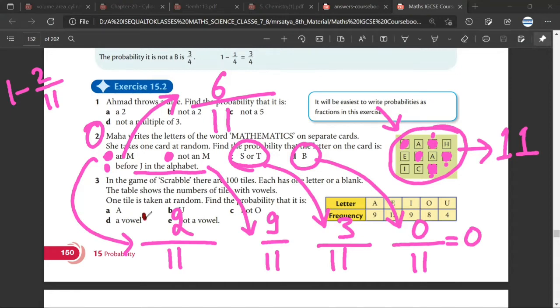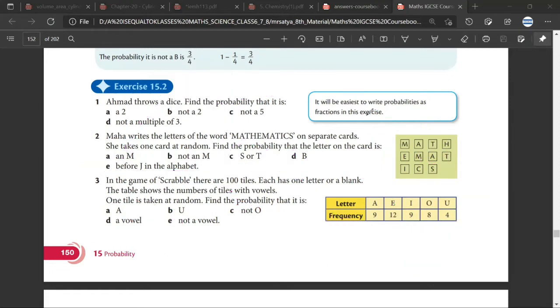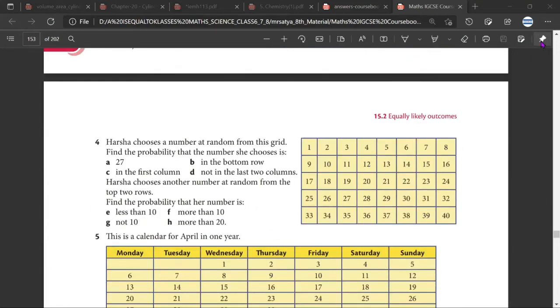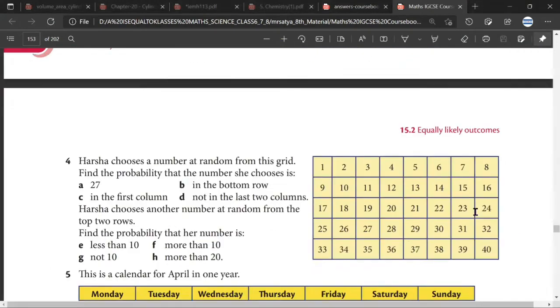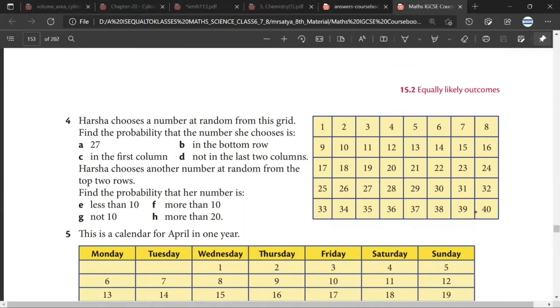Yes, sir. So this would be the answer of A part, this would be the answer of B part, this would be the answer of C part, this would be the answer of D part, this would be the answer of E part. Any doubt? No doubt. Okay. I'll come to question number 3 later because it is a bit difficult. Let me take you through some of the easy questions. We'll come to question number 3, but not now.